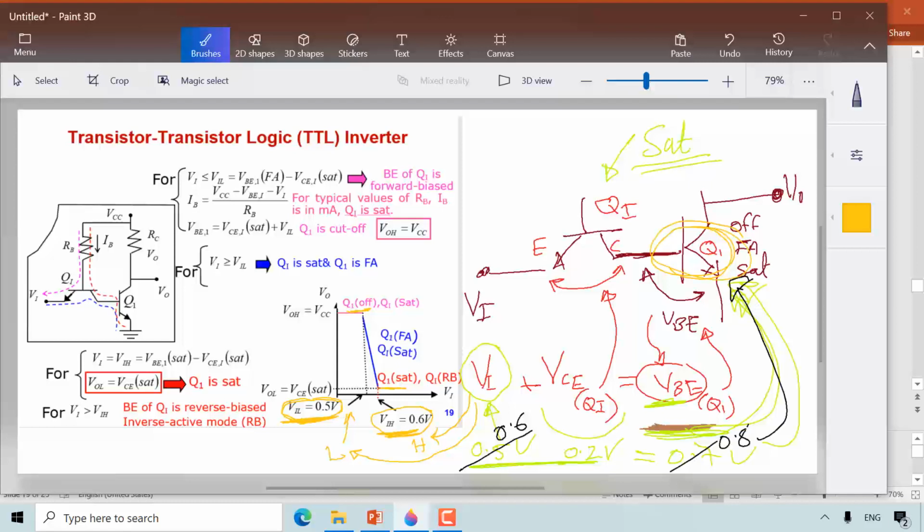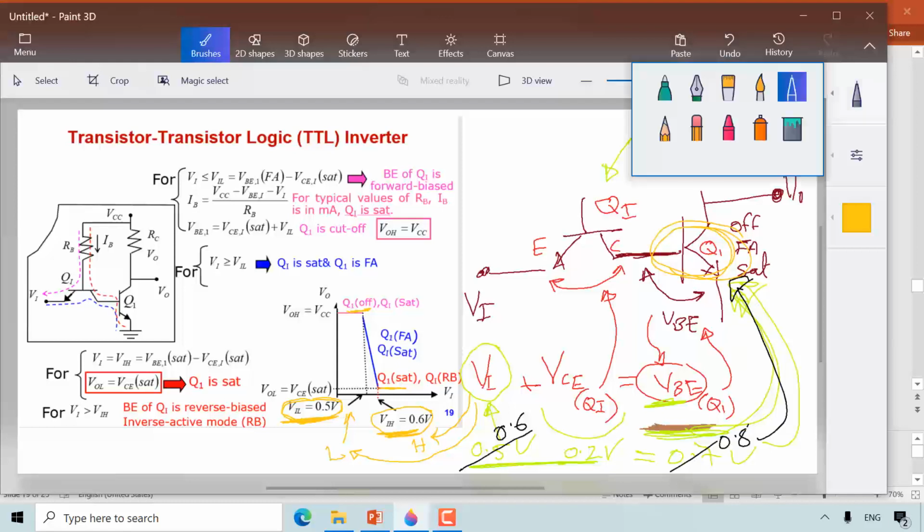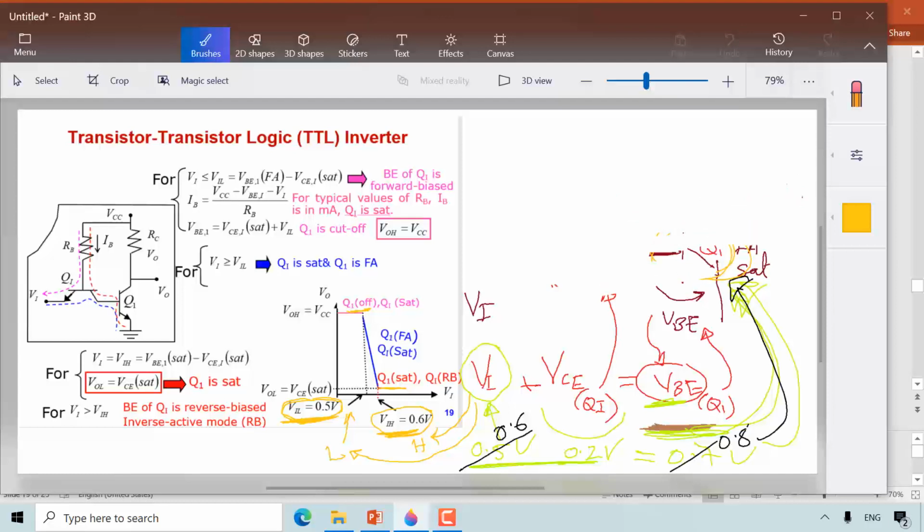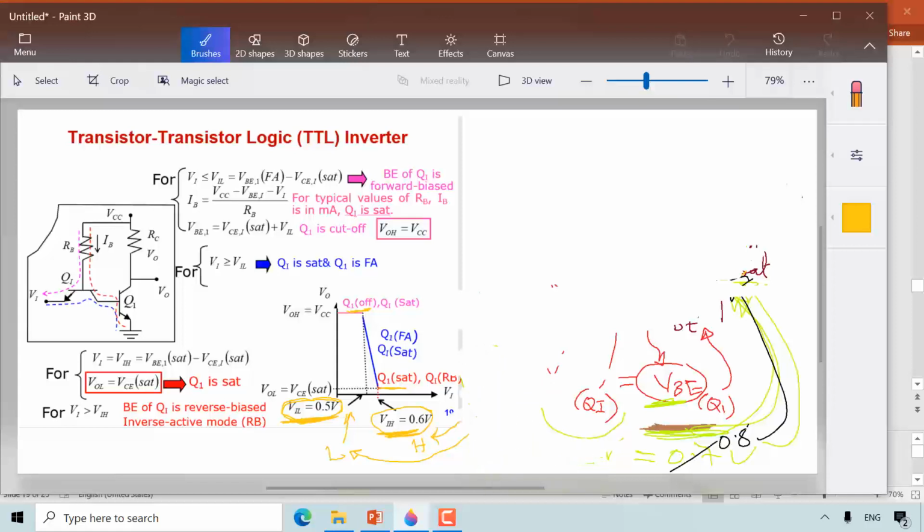Let's go into a little bit more detail. Now we have explained the general idea of the operation of the device. Let's take a more detailed analysis and see bit by bit what happens for every case of the input. Because we are controlling the input voltage with an input transistor, this family is called TTL, transistor-to-transistor logic. You are using two transistors to implement the gates.